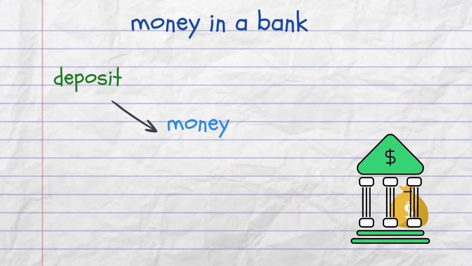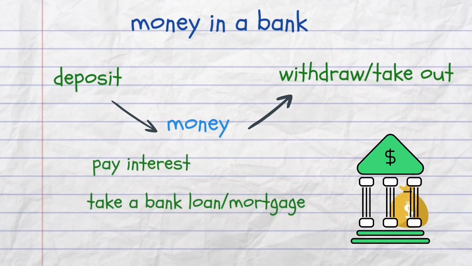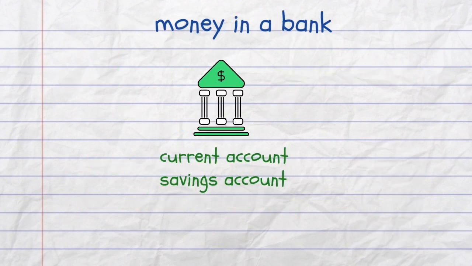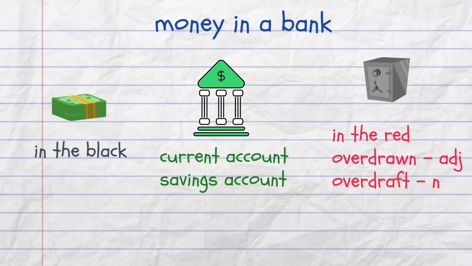You can deposit your money in a bank and then withdraw it from the bank or take it out of the bank. On your savings account, the bank pays you interest, but if you take a bank loan or a mortgage to buy a flat, then you pay interest to the bank. You can deposit your money in a current account or a savings account, and if the account is in the black, there is money on it, and if it's in the red, there isn't, or the account is overdrawn, or you can say there is overdraft.